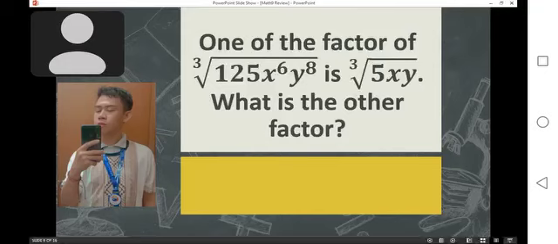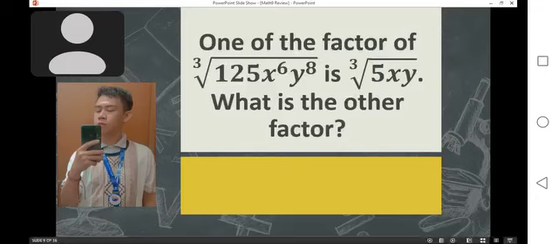So the inverse operation of multiplication is division. To find the other factor, simply divide 125 by 5. Since these radical expressions have the same indices, which is 3, then we can divide both numbers. So 125 divided by 5 is 25. Same goes with the variables. So x to the 6 divided by x.